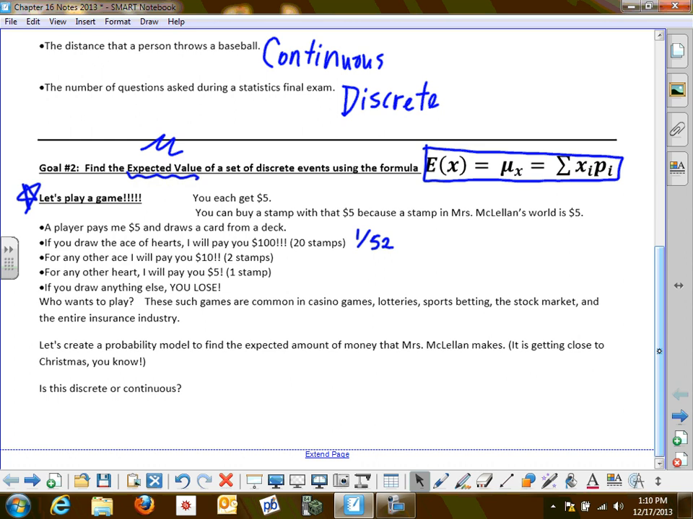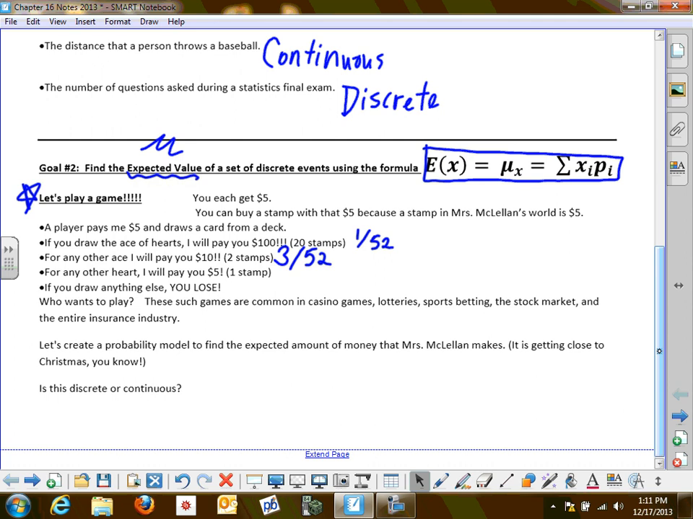Okay, so for any other ace, if you get any other ace, what's the probability of that? Any other ace? 4 out of 52. No, not 4 out of 52. Any other ace. There's 3 other aces because the ace of hearts is the big winner. So any other ace, it's 3 out of 52, and you pay me $5 to play, and you pick a card. If you pick any other ace, I give you $10 back. So what have you actually profited?